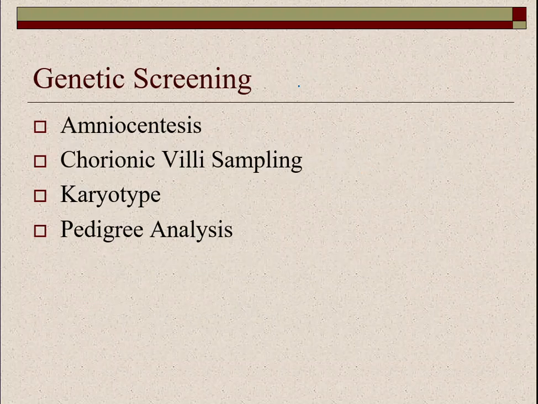So now we will focus on genetic screening. So how do geneticists assess the likelihood that you will inherit a specific genetic disorder or a specific trait in the family? Well, there are different ways that we can do it. We have pedigree analysis. We can use karyotyping. Now, if we're talking about the fetus, we can use amniocentesis, chorionic villi sampling. So we're going to go through all these.